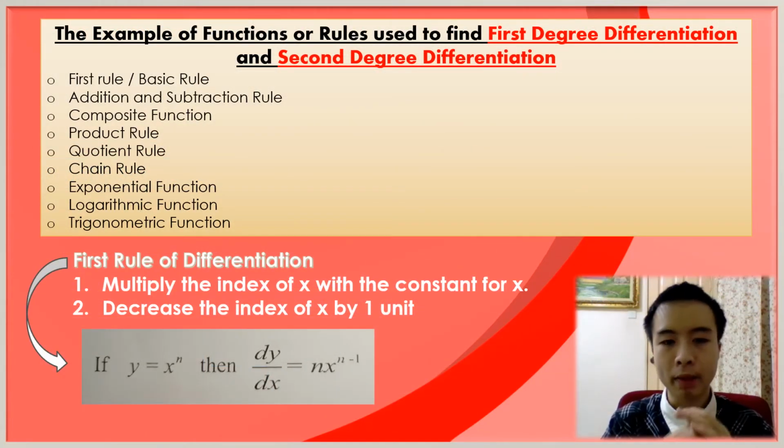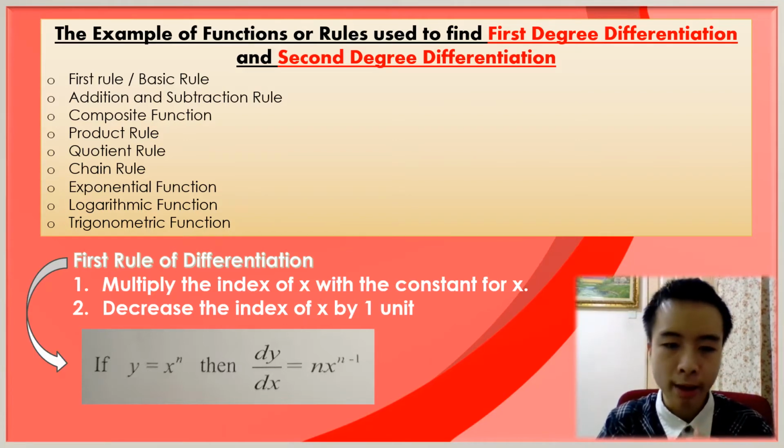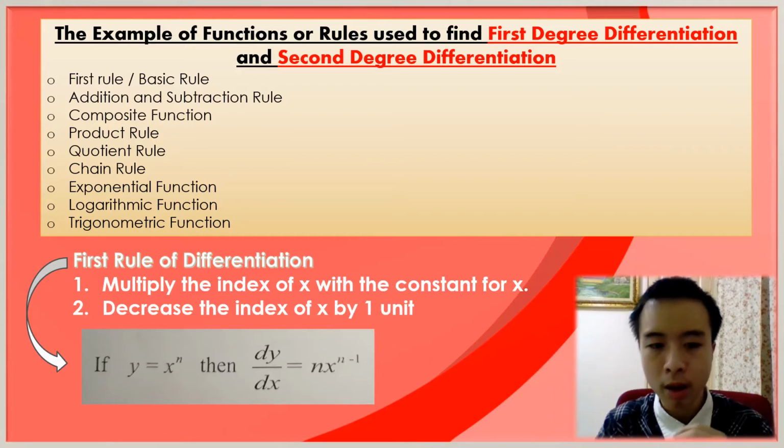Here are examples of functions or rules that we can use to find first degree and second degree differentiation, such as the first rule or basic rule, addition and subtraction rule, composite function, product rule, quotient rule, chain rule, exponential function, logarithmic function, trigonometric function, and so on.